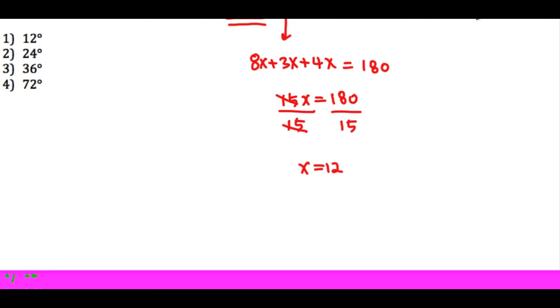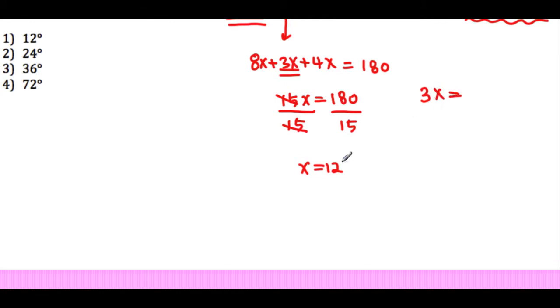No, not really, because we have to read the question till the end. It says, what is the measure of the smallest angle? You see, the smallest angle is the one that has 3 in it. In other words, 3x will be our smallest angle. So 3 times 12, since the value of x is 12. So we end up getting 36 as our final answer, which is choice 3. High five. That's right, Isabel.